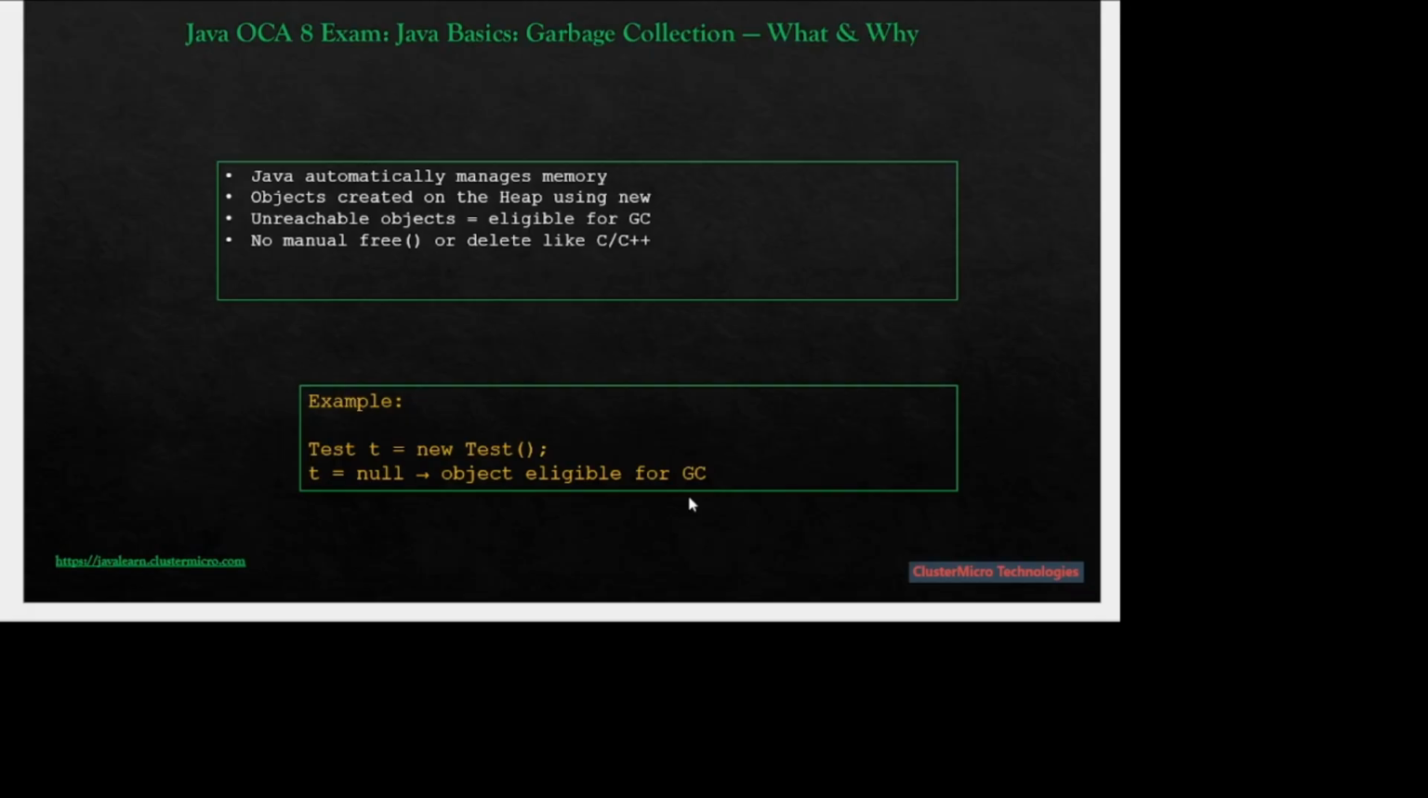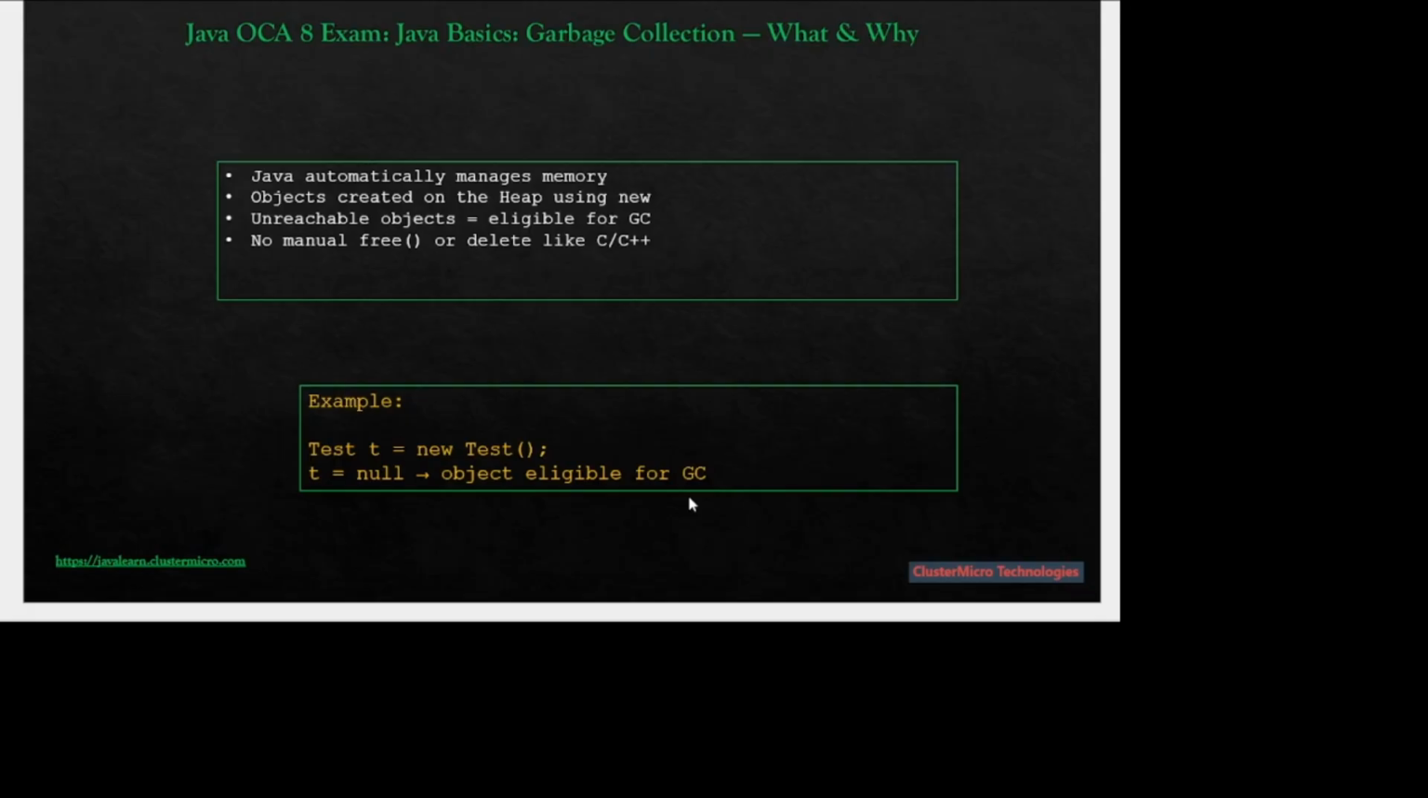At this point the object becomes eligible for garbage collection. The garbage collector will eventually come and clean it, not immediately. So the keyword here is eligible, not collected, right? The object doesn't disappear the moment t is set to null. It becomes eligible. The garbage collector runs on its own schedule. That's the distinction you have to remember: it's eligible, but the garbage is not collected immediately, right?